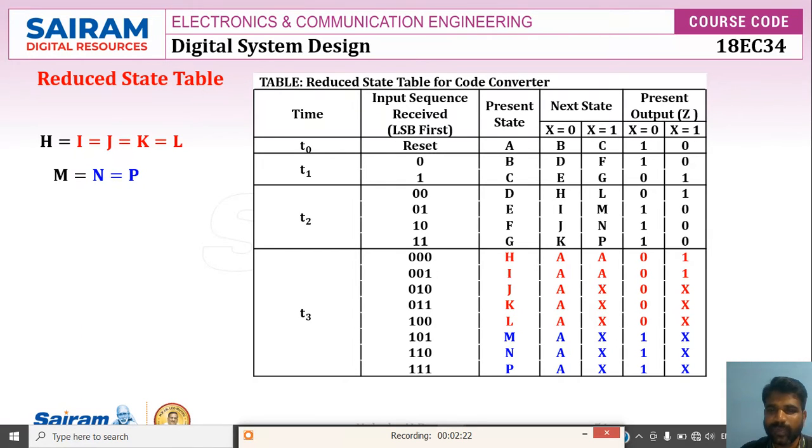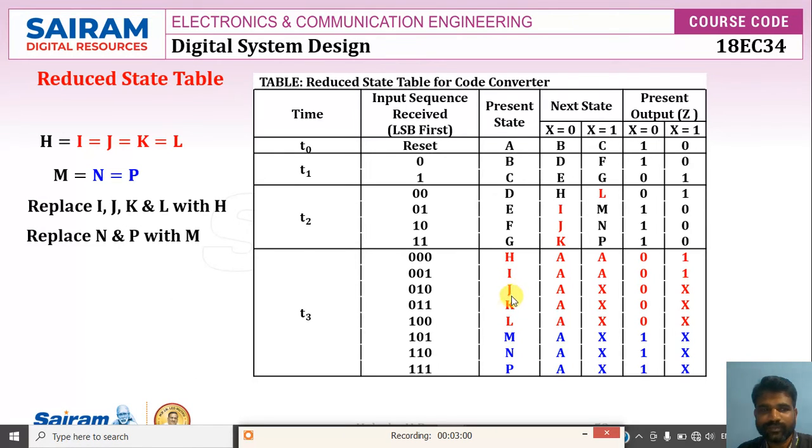Clear now? So replace I, J, K, L with H. I mean, retain one row, retain the H row, and replace wherever I, J, K, L appear with H. If we keep H, it doesn't mean that we must keep H only. We can keep I also. In that case, we should replace H, J, K, L with I.